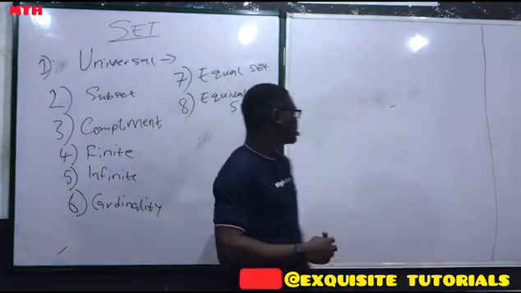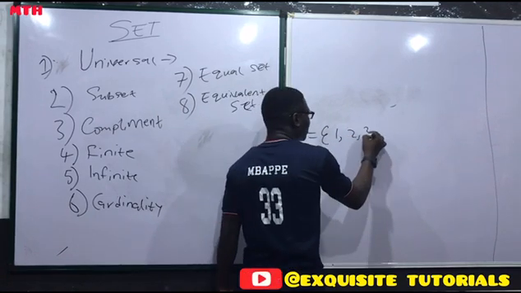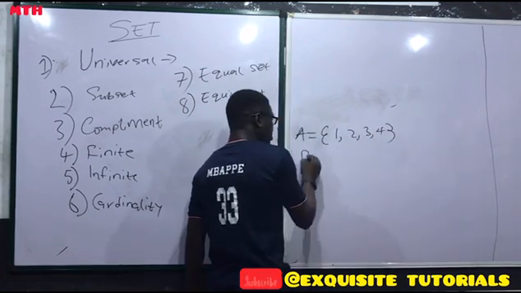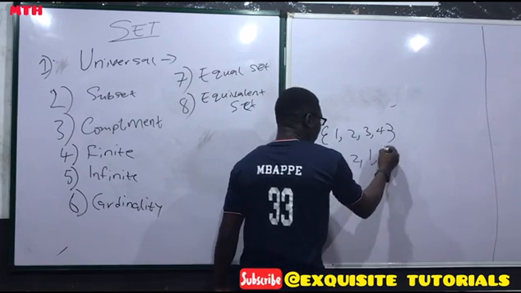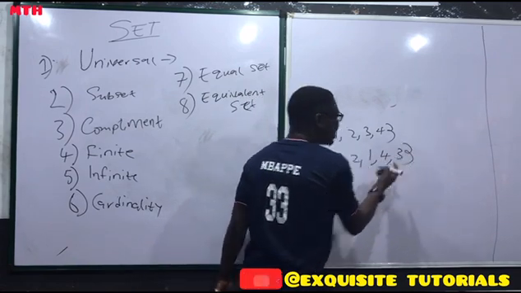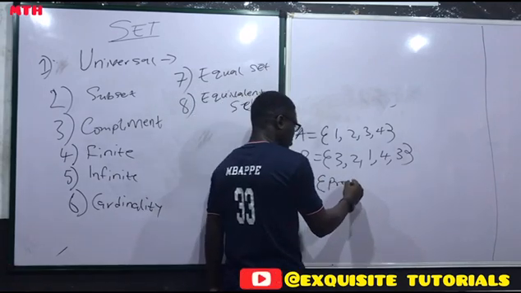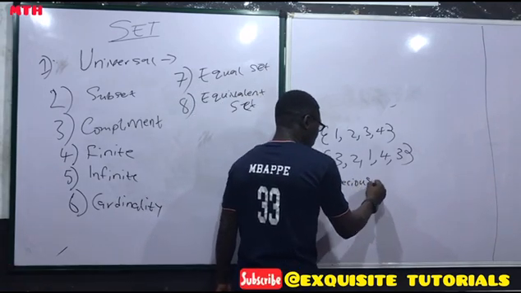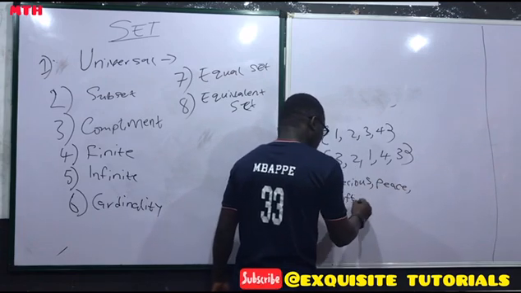So let's consider some sets. Let's say A is 1, 2, 3, 4. B is 3, 2, 1, 4, 3, although I repeated 3. Then C is precious, peace, gift, joy.